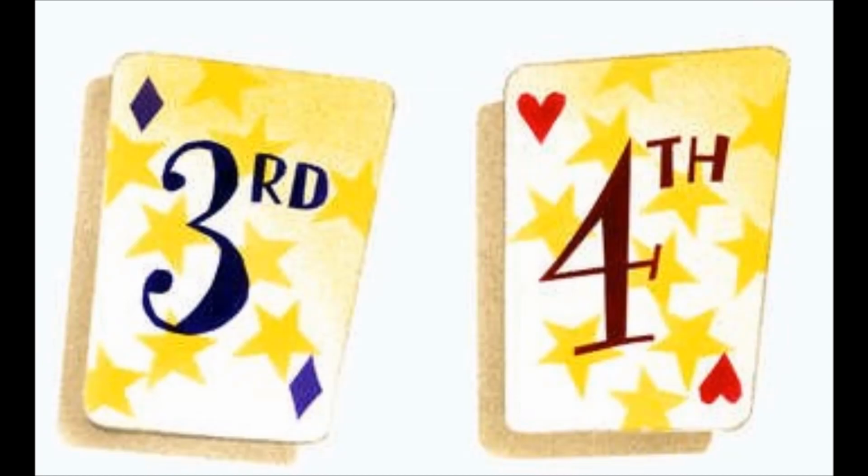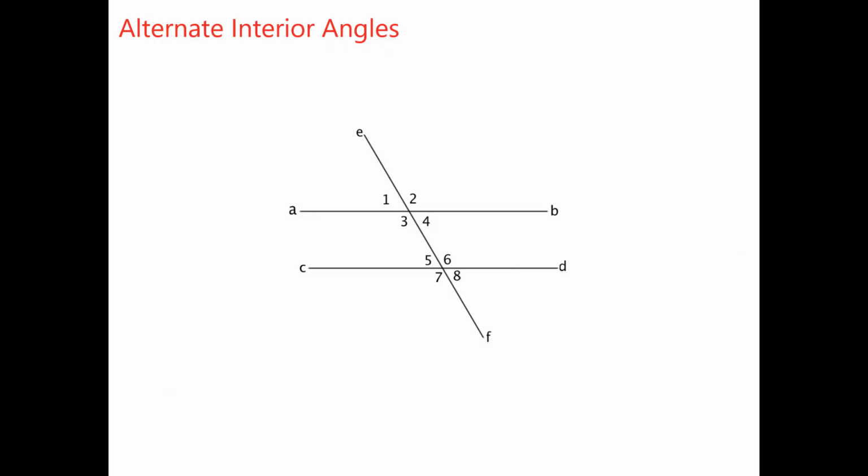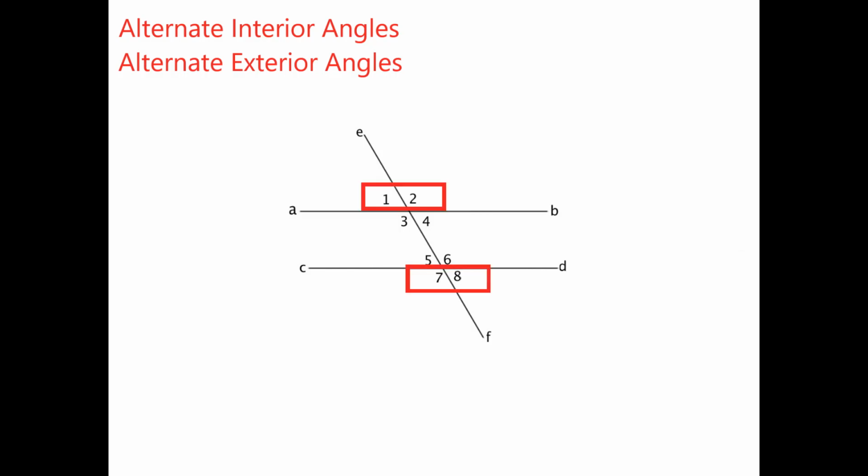For the third and fourth, I'm going to group them together because it's alternate interior angles and alternate exterior angles. Like the corresponding angles, with this one we want to group up the angles again into two sections of 4. Except this time we're going to group up the 4 angles that are closest to each other and the 4 angles that are furthest from each other.